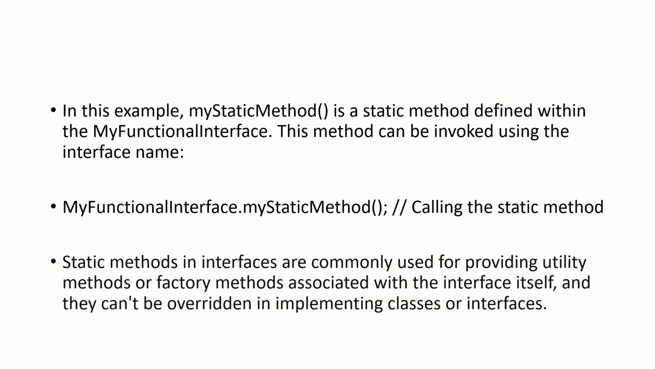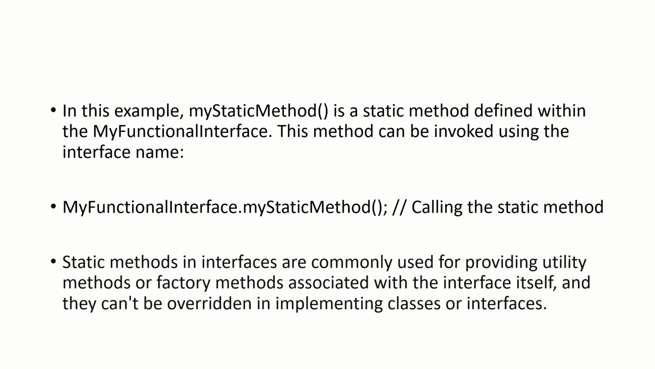In this example, my static method is a static method defined within the my functional interface. This method can be invoked using the interface name, my functional interface dot my static method. This is how we can call the static method directly.